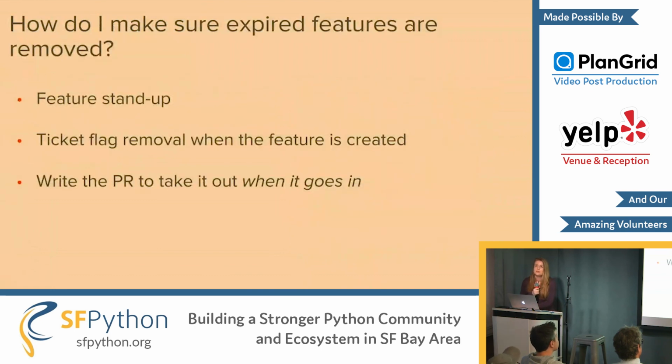Cool. So how do I make sure expired features are removed? A couple of simple ways. You could have a feature stand-up where you take a look every week, see which flags need to come out, see which flags are expiring, and make sure to notify the teams that are responsible. You could also just ticket the flag removal when you put the flag into your code base. Super simple. And then the most extreme of these is you could write the PR to take the feature flag out when you put it in. If that's possible for your code base, totally go ahead and do that.